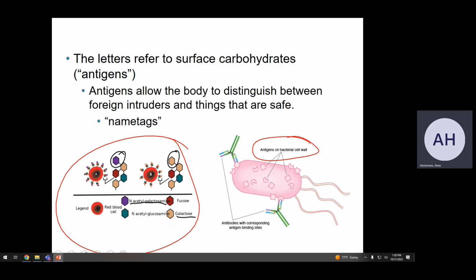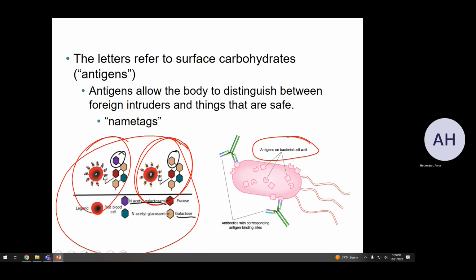Different surface carbohydrate antigens designate a cell as a specific blood type. For example, here we have this antigen. This is the A antigen. And if a red blood cell has this antigen sticking out of its surface, we say that it is a type A blood cell. The same for type B. This is the type B antigen. If a red blood cell has this antigen sticking out of its surface, we say it is a type B blood cell. And type O blood has no antigens whatsoever.